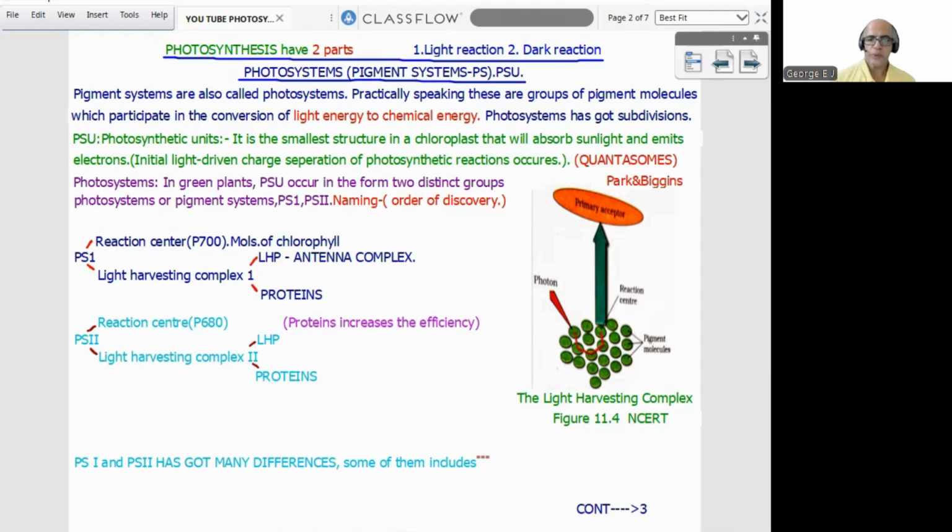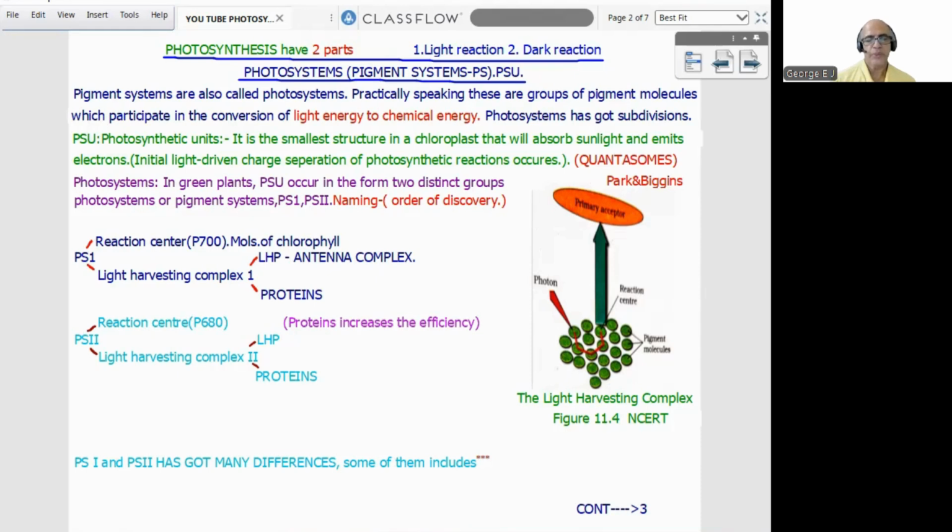Pigment systems are also called photosystems, PS. And what is this system? See, when we discuss in a practical manner, these are groups of pigment molecules which participate in the conversion of light energy to chemical energy. And photosystems has got subdivisions, under which one by one we can observe.